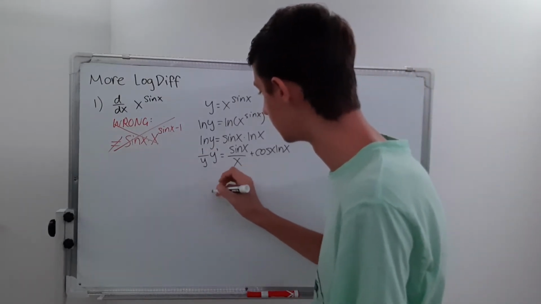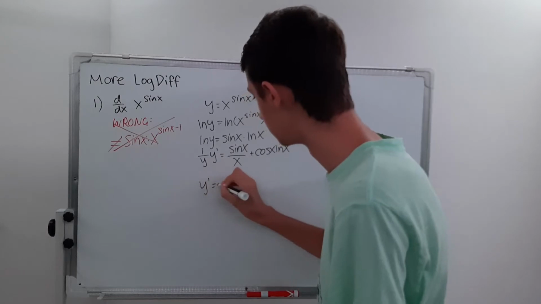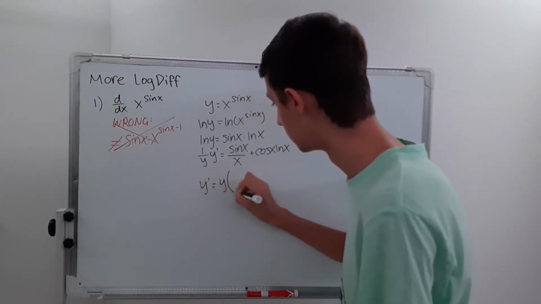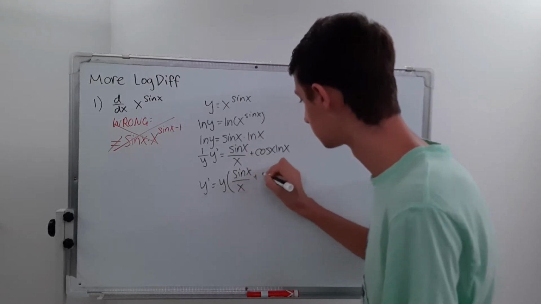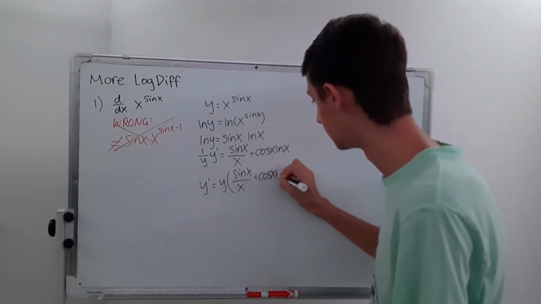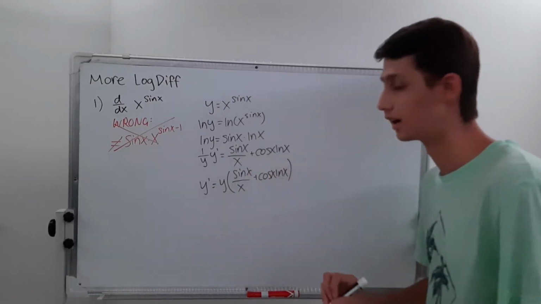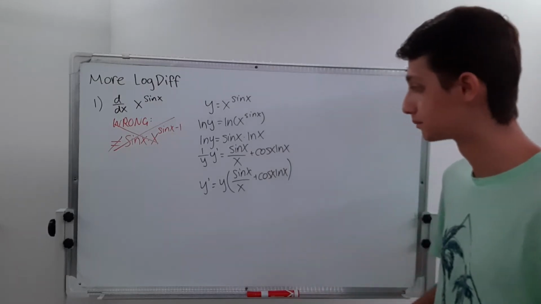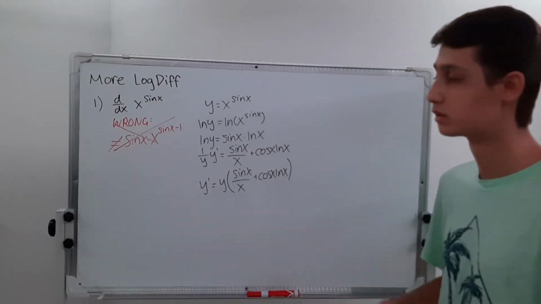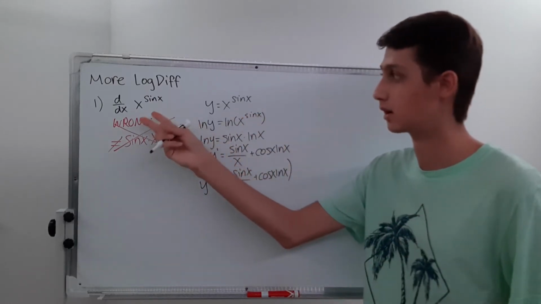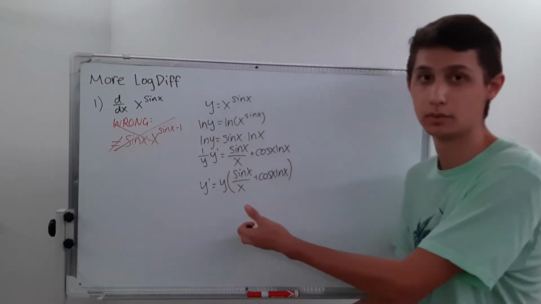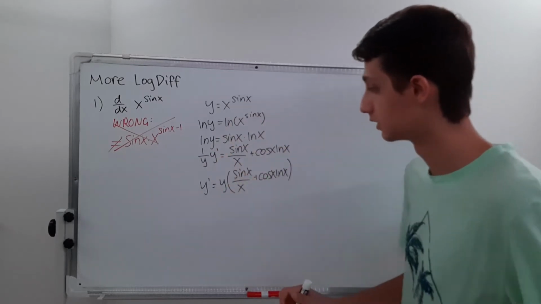So then we do this. y prime is equal to y times sine x over x plus cos x ln x. Alright, so this is what we do. Well, we can't have y's because we just made up y. y wasn't even part of the original problem. So we have to replace our y's again with x to the sine x.